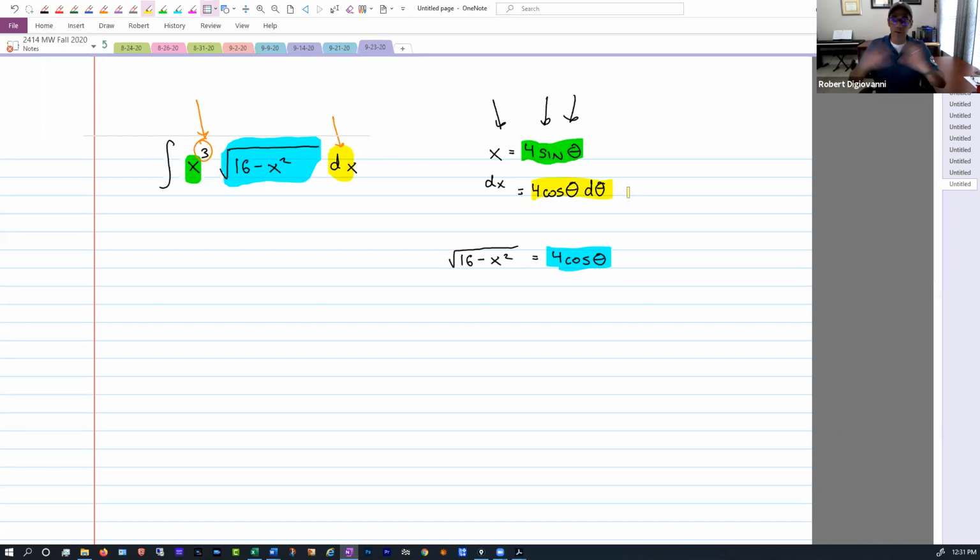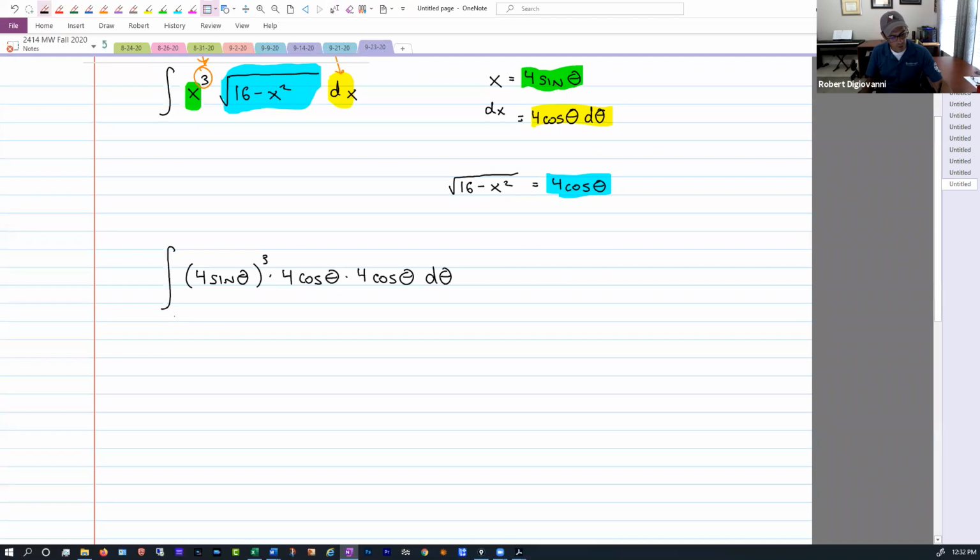So I am now going to rewrite the whole integral, and it's going to be in terms of theta. Integral. Okay, x cubed means I need to take 4 sine theta and cube it. The square root stuff is all just turning into 4 cosine theta. And the dx is turning into 4 cosine theta, d theta. And now we have a brand new integral. It's all in terms of theta, and it's a trig integral, right? It's a bunch of trig stuff.